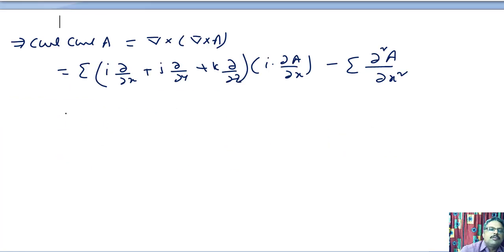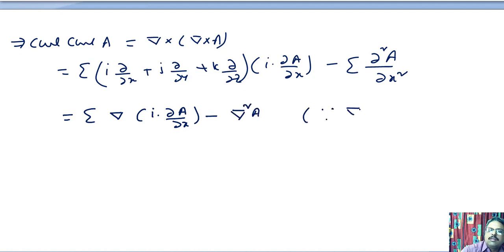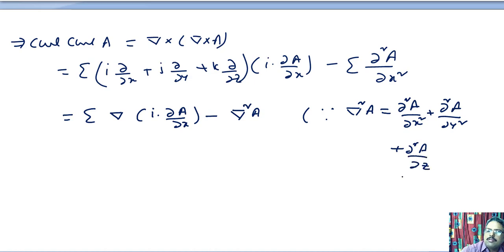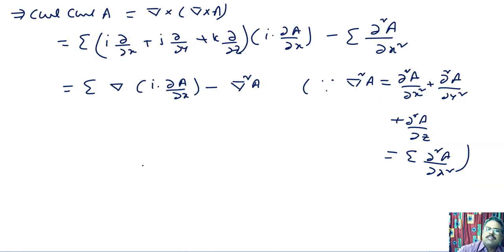Okay. Now simplification: sigma del I dot dou A by dou x. This is operator del. Now this is simply del square A. Why? Del square A equals dou square A by dou x square, plus dou square A by dou y square, plus dou square A by dou z square. Simply it can be written as sigma of dou square A by dou x square. This is del square A.